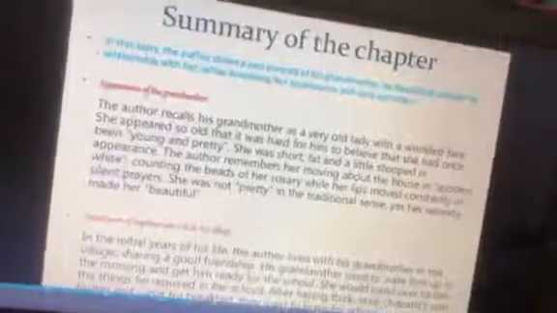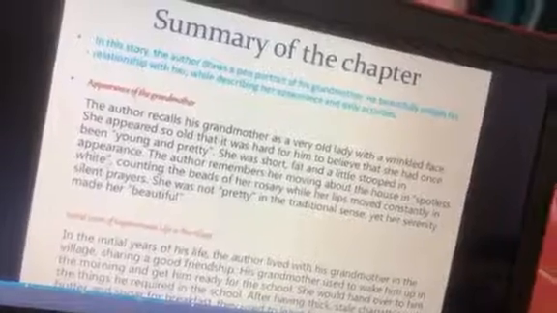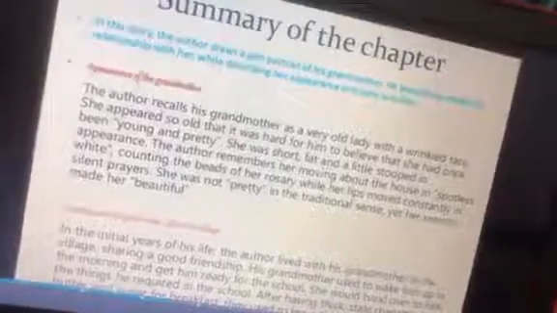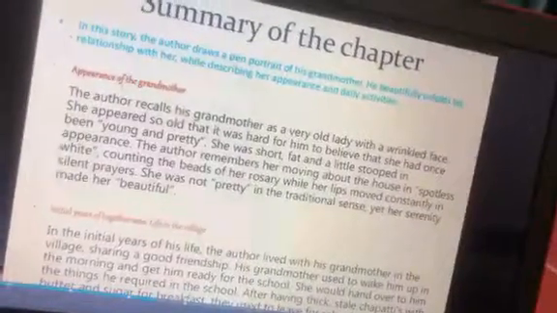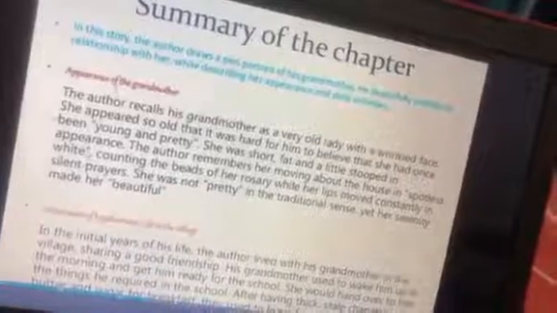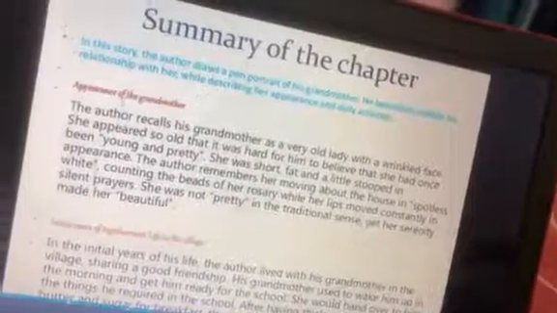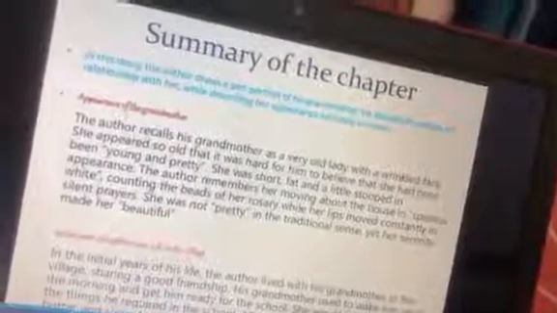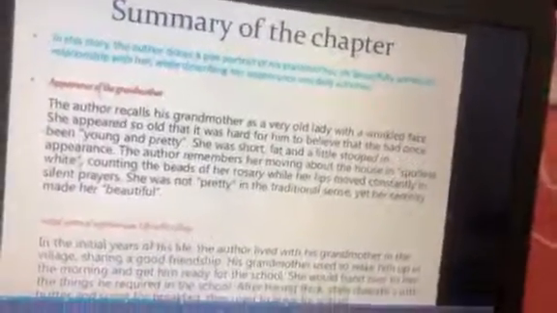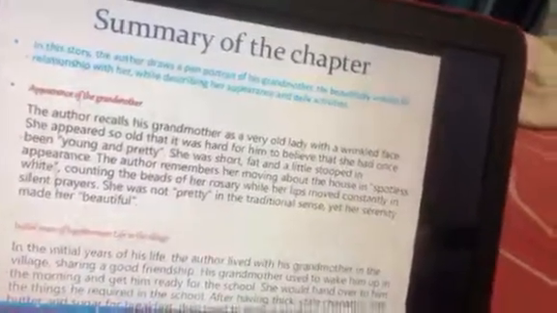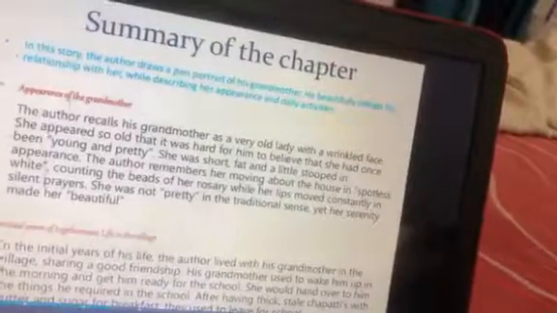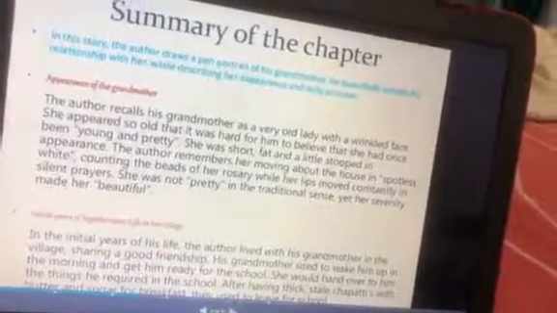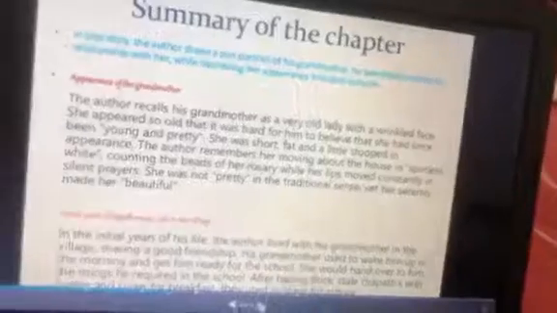It means that he had always seen her so old that he found it quite hard to feel that she was ever a young or beautiful lady. She was very short, for which I used the word petite. She was fat and a little stooped in appearance. Now, she is not very fat, I would say, but she was a little stooped. When we age, we bend in; stooping is bending. And every time he would see his grandmother counting the beads of her rosary. Now, what are the beads of the rosary?